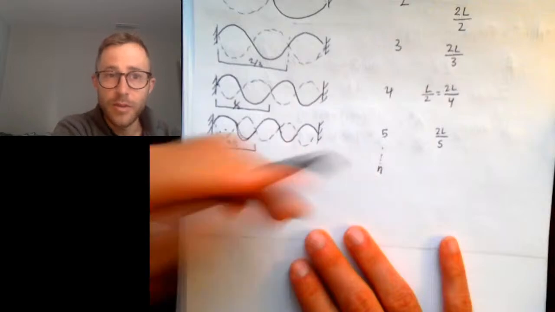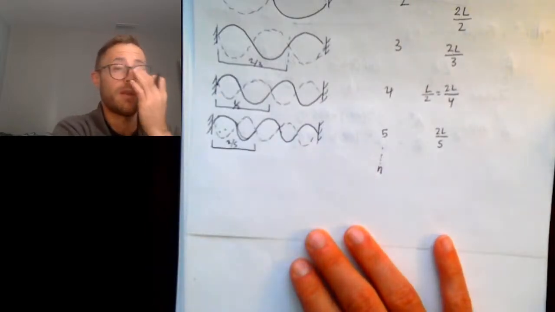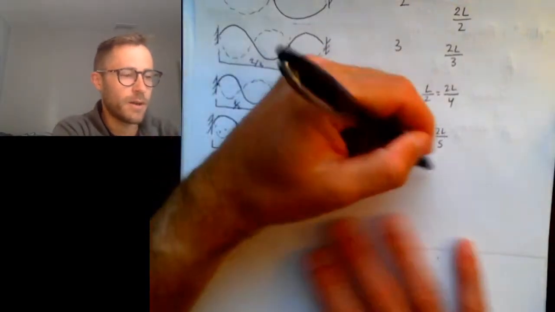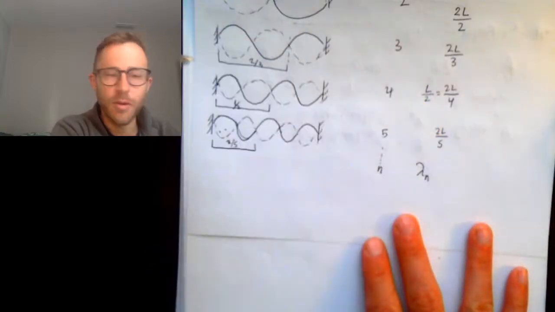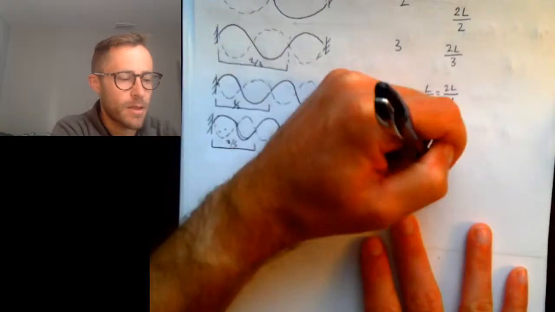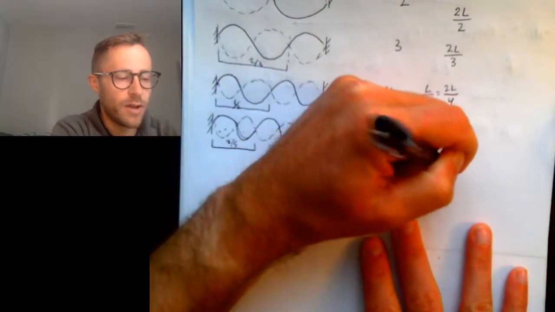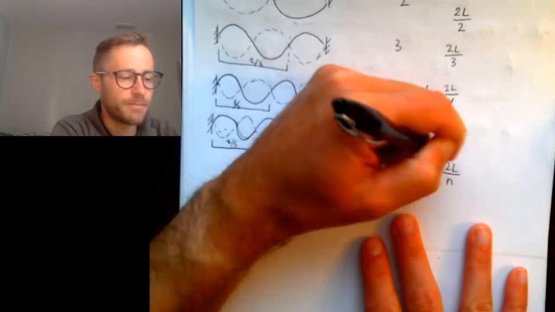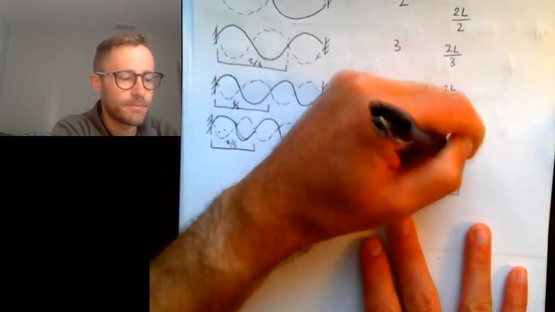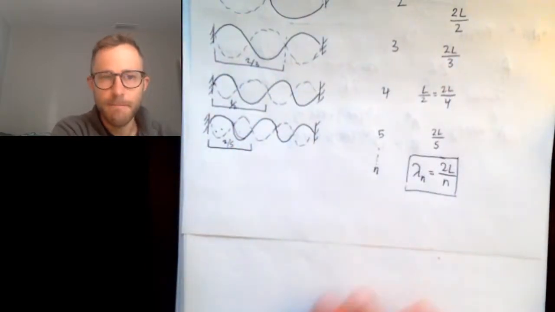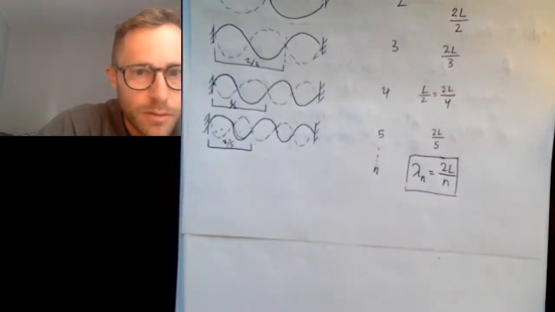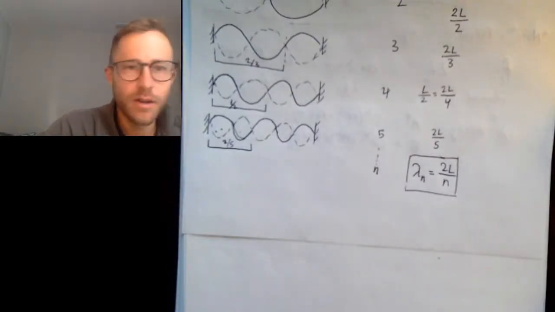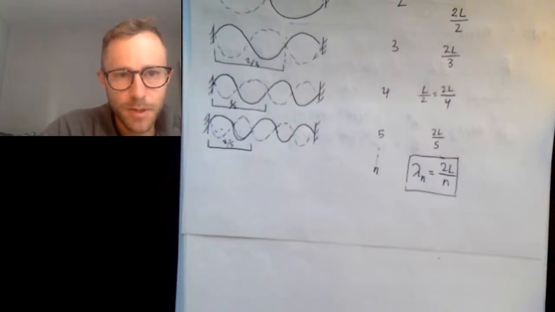So I think you can guess that the wavelength of the nth harmonic is 2L over N. Okay? 2L over N is the wavelength of the nth harmonic.